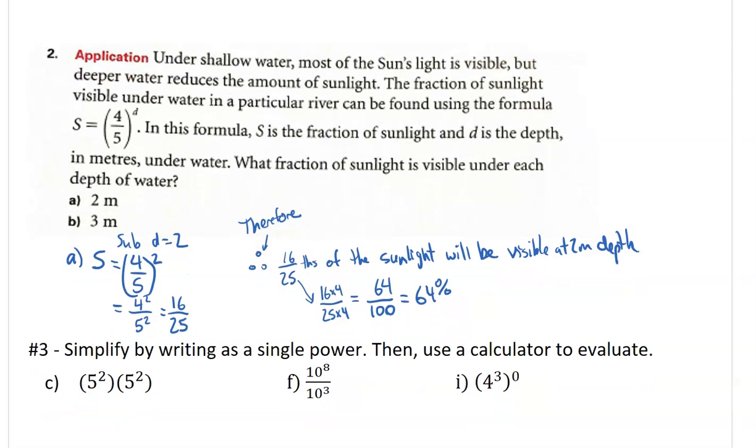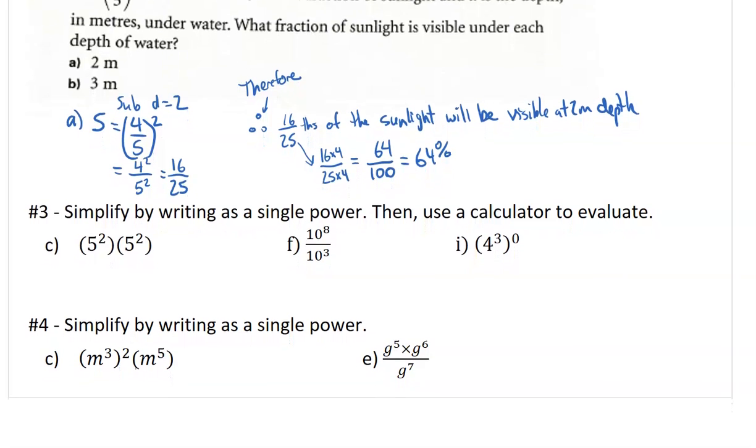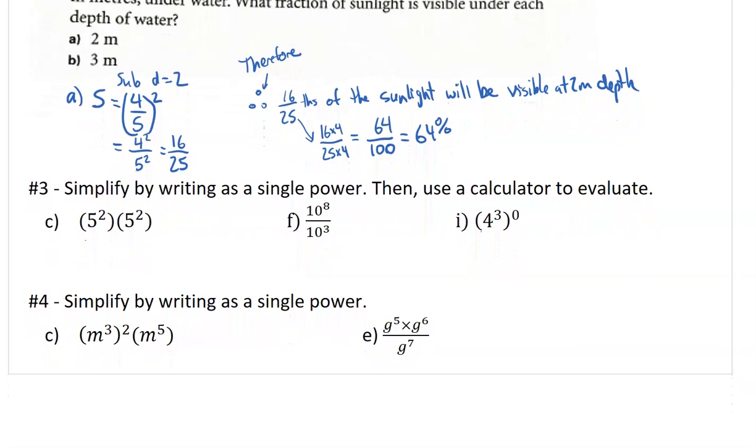All right, let's look at a couple more questions here using the exponent rules. Number 3 says simplify by writing as a single power. Then use a calculator to evaluate. So simplify first as a single power. Some of us want to type it in the calculator right away. Not acceptable for these types of questions, right? Look at what it's saying and make sure you're following that first step.